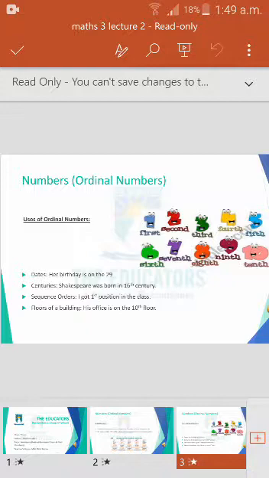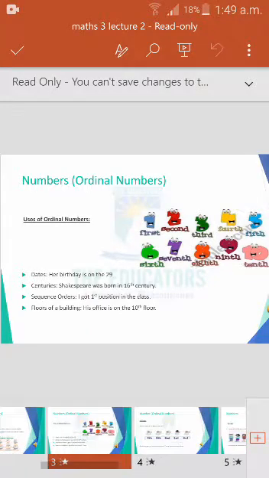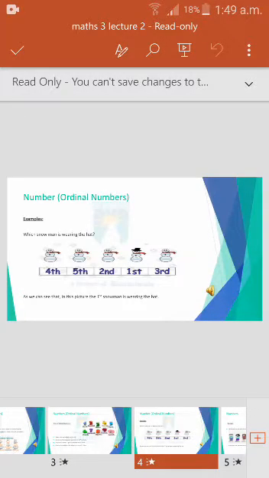For instance, if I say that I was born on 11th of August, so 11th is an ordinal number here. If we say that Shakespeare was born in the 16th century, so 16th century is an ordinal number here. Sequence: I got first position in the class. First is an ordinal number here. Floor of a building: his office is on the 10th floor. 10th floor is an ordinal number.